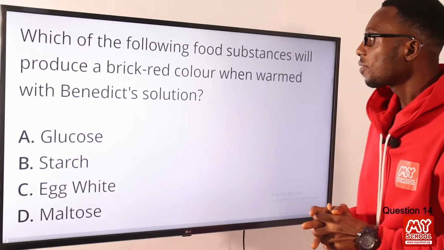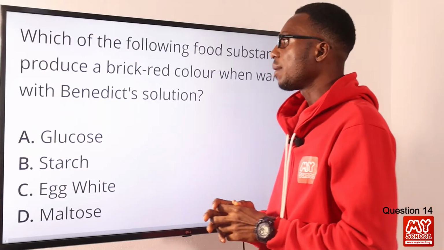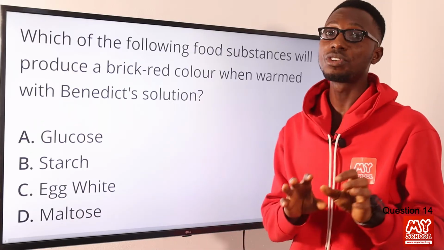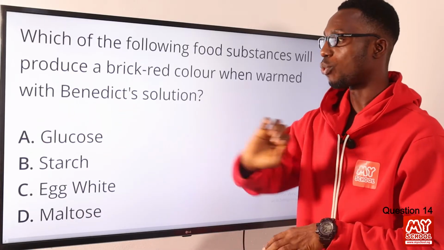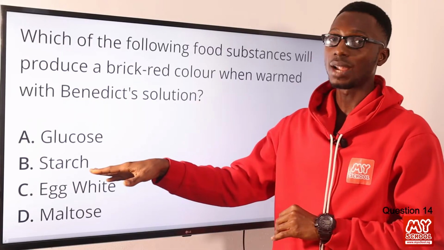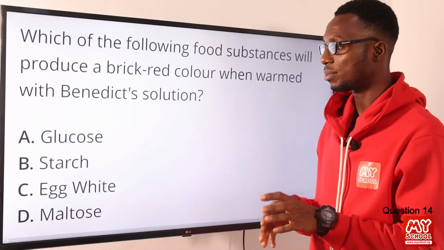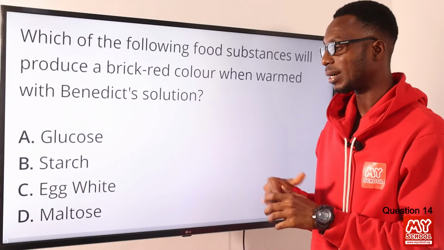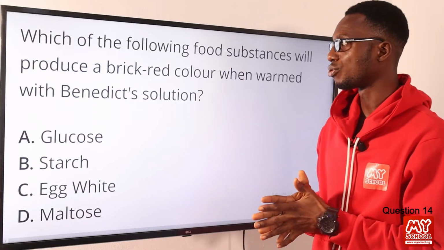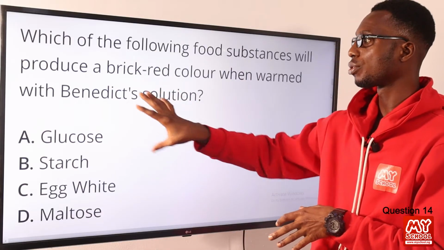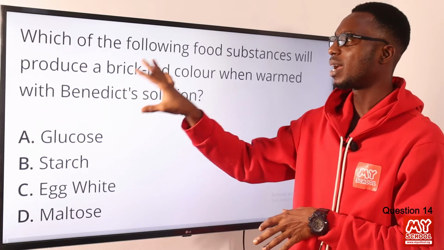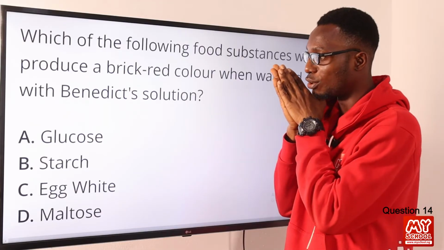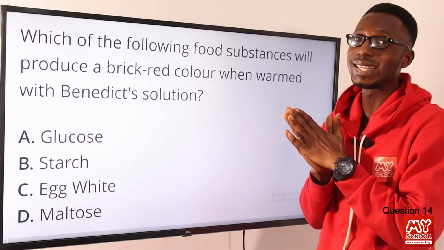14. Which of the following food substances will produce a brick red color when warmed with Benedict solution? We are talking about simple reducing sugars like glucose. If you want to test for starch, you use iodine. For egg whites, you can use Millon's reagent or the biuret test. For maltose, you can use your Fehling solution or your Benedict solution. A distinct coloration with Benedict solution, either brick red or orange red, is the test for simple reducing sugar like glucose. So option A for glucose is the right option.